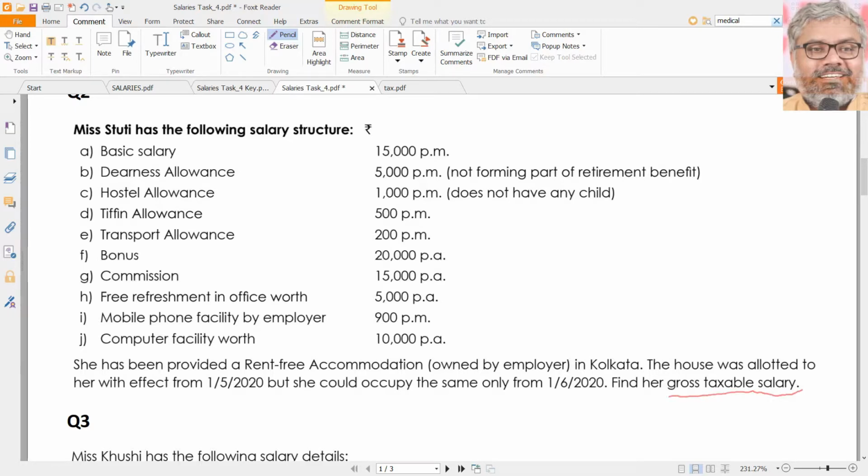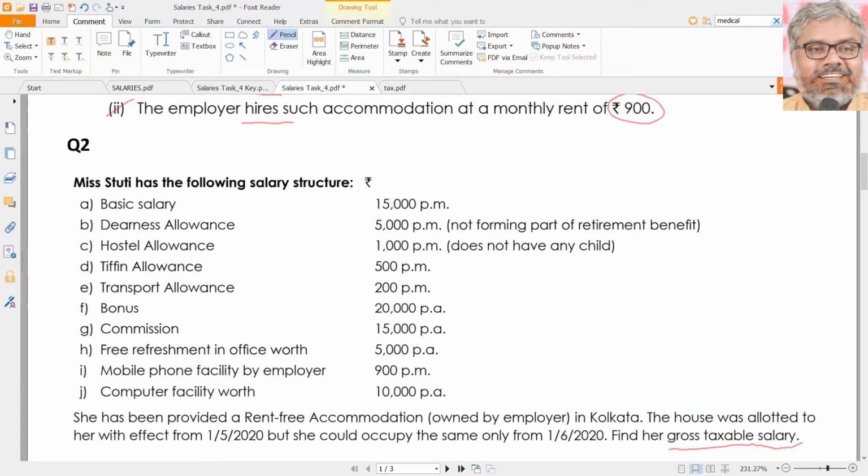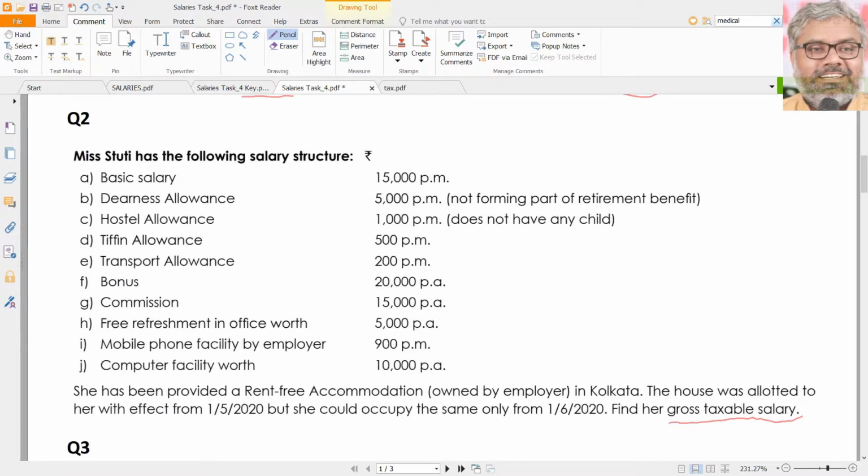See, when we say gross, that is nothing but before standard deduction and all. So that is not having deductions under section 16. Prior to that, whatever it is, that is gross taxable salary. What is asked, that only we have to compute. So what all things will be there here? Everything given in the details has to be included as part of the gross taxable salary.